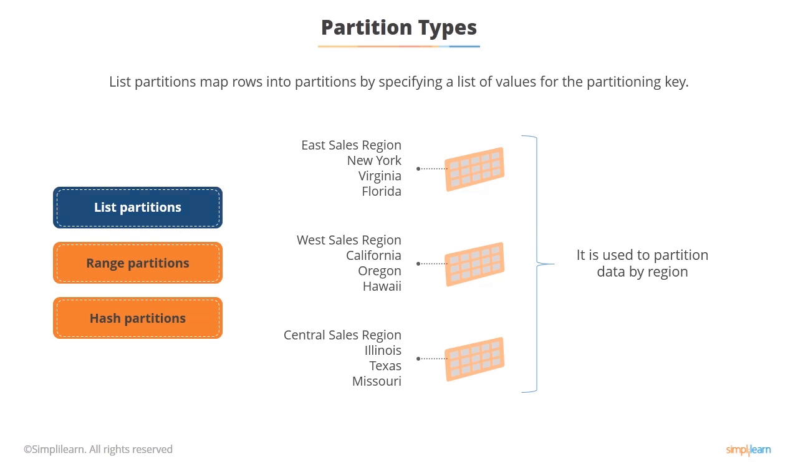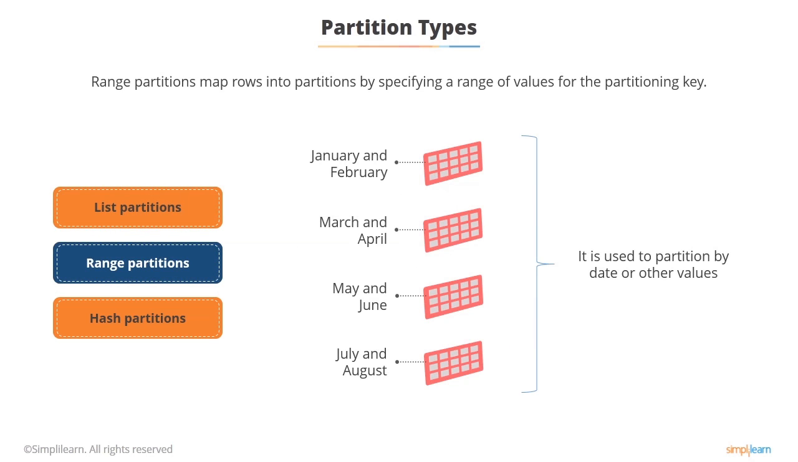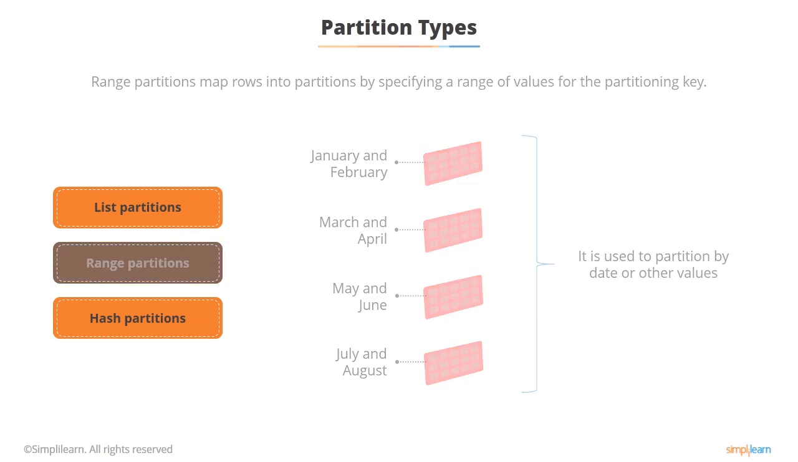The range ones, usually for dates, you basically say, right, this partition is for this period of time or for this particular range of values of something, which is very popular. I think range partitions are quite the commonest ones. And then the other one is a hash partition.